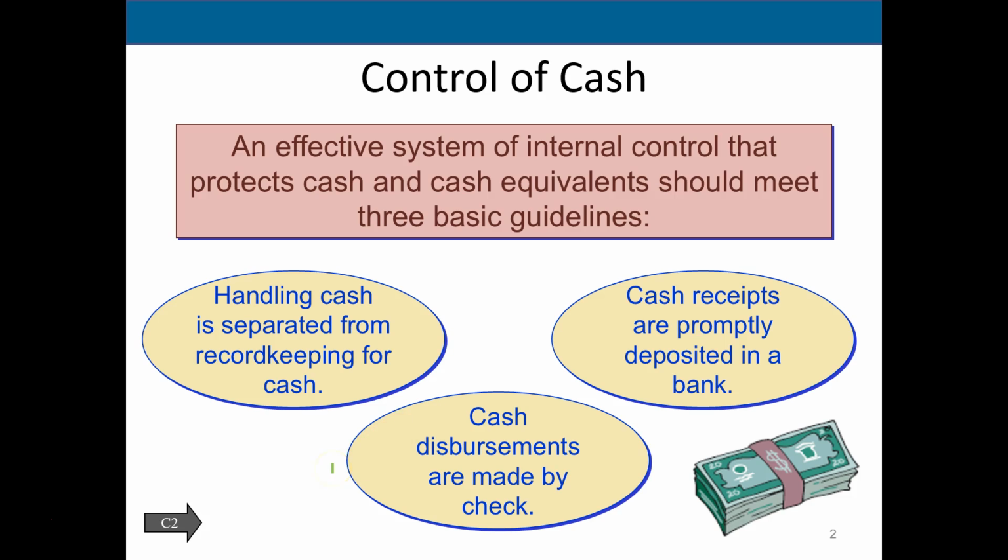Cash disbursements are made by check. For the payments going out, we don't really want to pay for things with cash. We want to pay for them with a check. Why? Because it's a better paper trail. Generally, we want to have more of a paper trail.